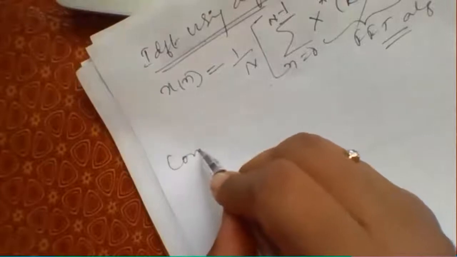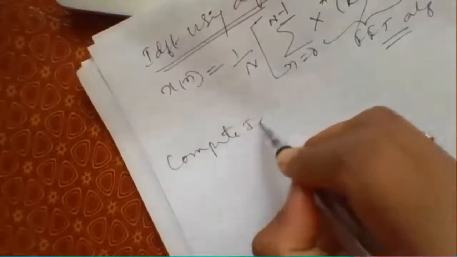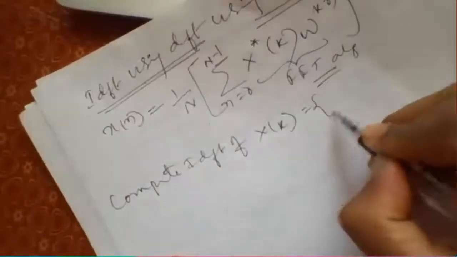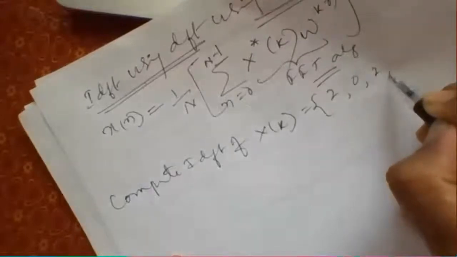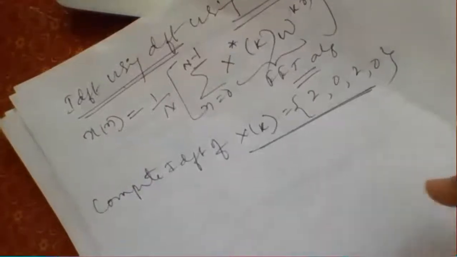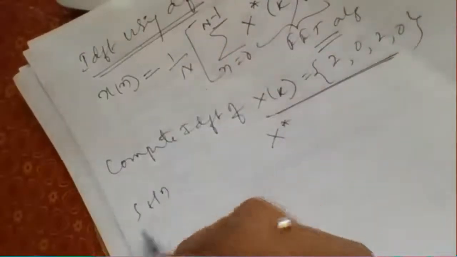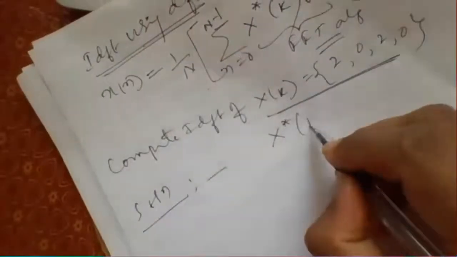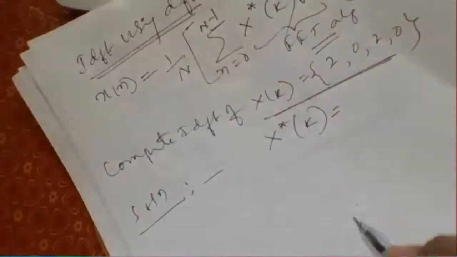Compute the IDFT of the sequence X of k equal to 2020. So what is given? X of k is given. Now, to calculate the IDFT using the DFT, what do we need? In the solution, first you have to write X star of k.